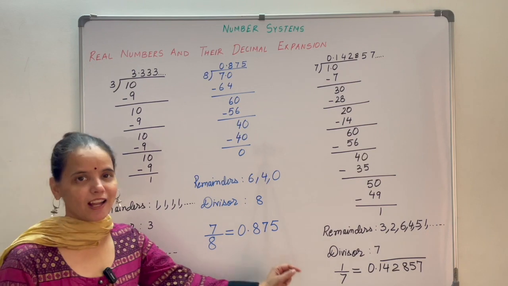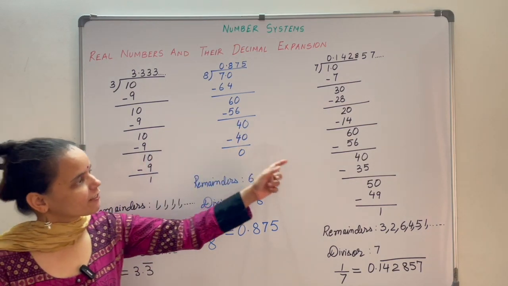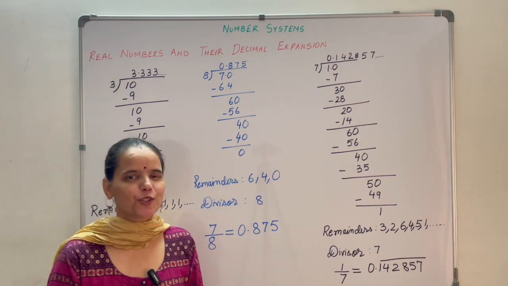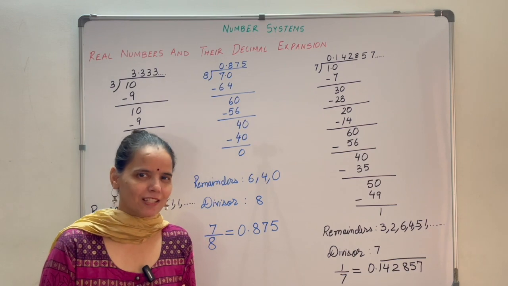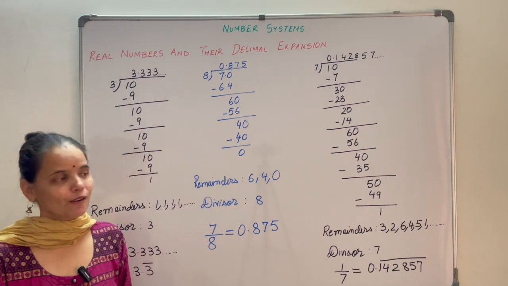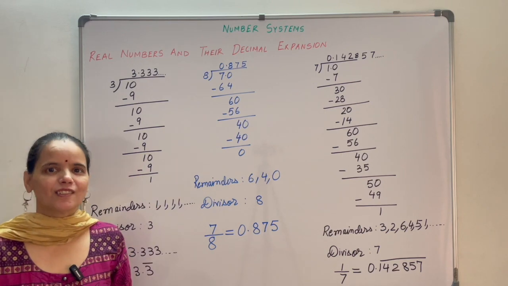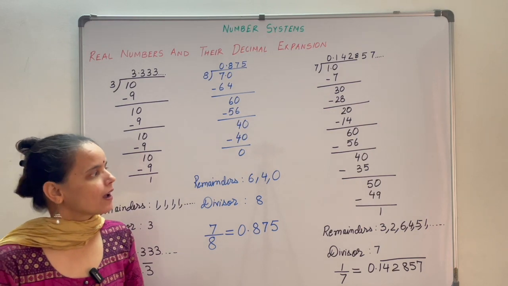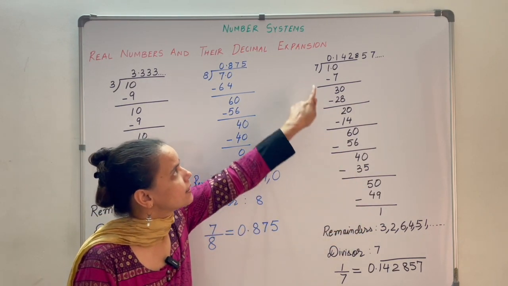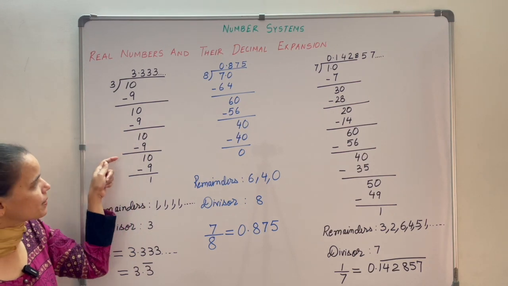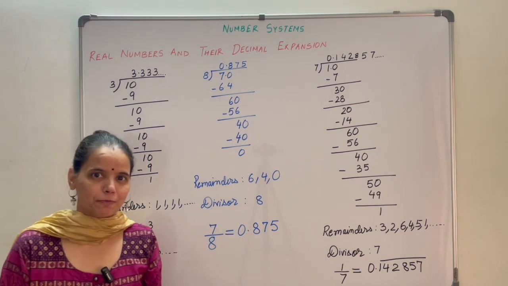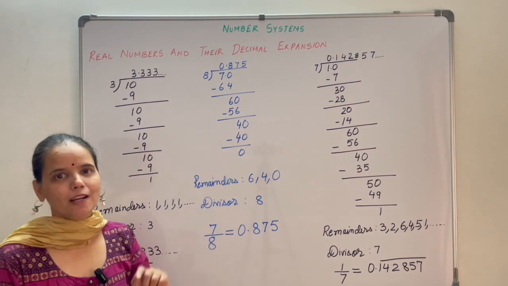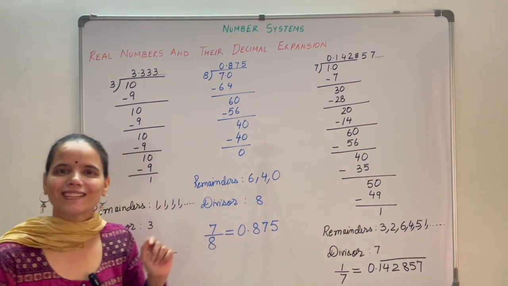For all these 3 rational numbers, I have already done the division here. You need to observe these divisions carefully and tell me what you notice. I am sure you must have noticed that here the remainder is 0, and in these 2 cases the remainder is not 0. After a certain stage the remainder becomes 0, and here after a certain stage the remainder starts repeating. So that is our first point: after a certain stage either the remainder becomes 0 or the remainder starts repeating.